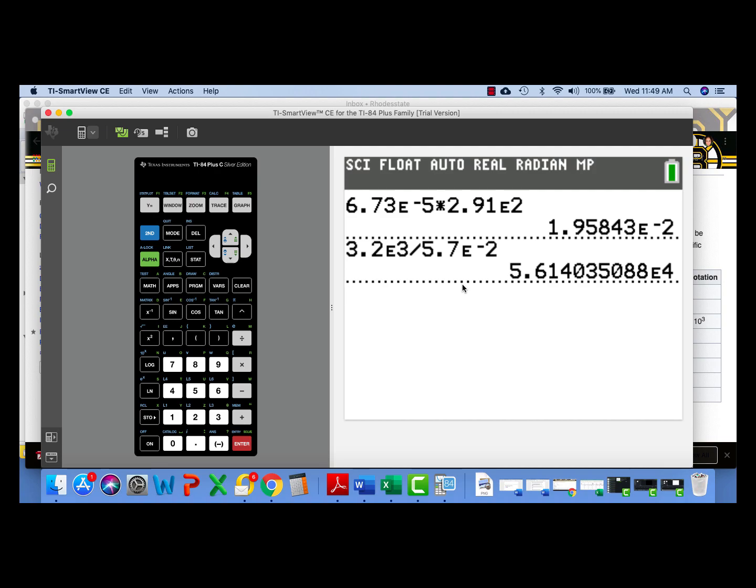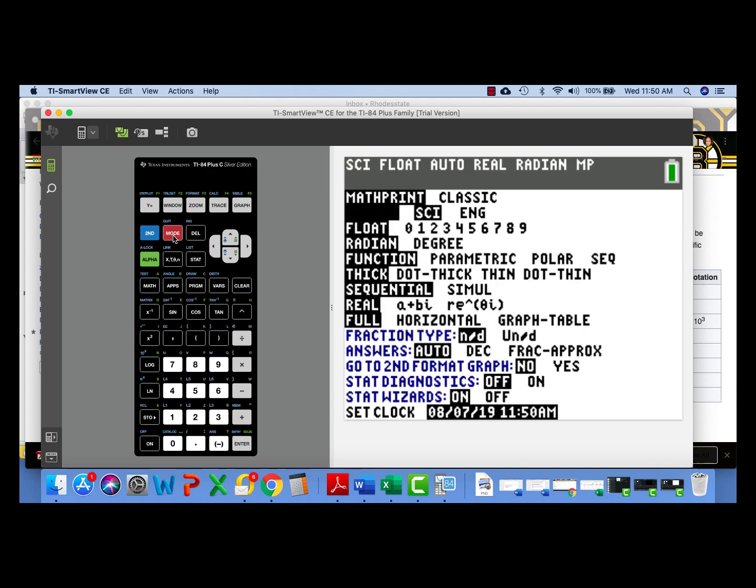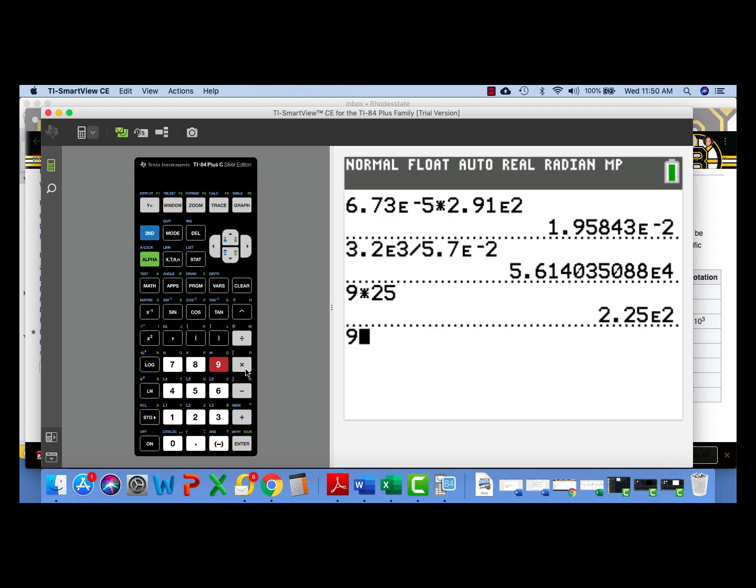Now, it will stay in scientific mode unless you go back in and change it to normal mode. So if you start doing calculations that don't have scientific notation in them, just like if I want to do 9 times 25, because it's in scientific mode, it's going to keep giving you your answer in scientific notation. If you want to get out of that and just figure out what 9 times 25 is without the scientific notation, you have to go back into mode and change it back to normal. So I would highlight normal and hit enter. And then when I go back to my main screen and I just want to do 9 times 25, it will give me my answer of 225 instead of 2.25 times 10 to the power of 2.